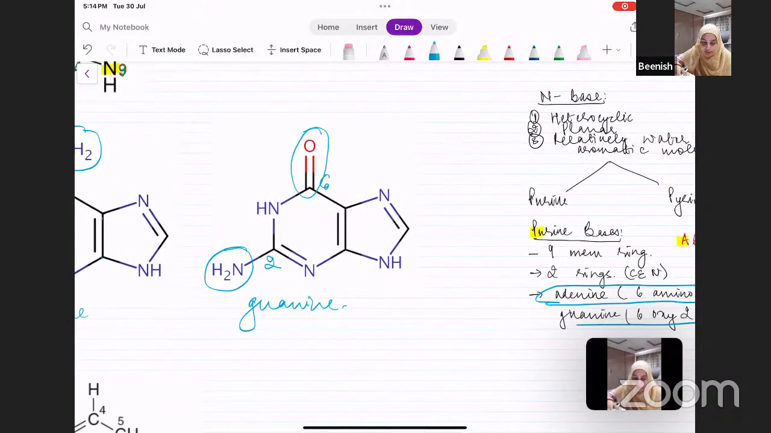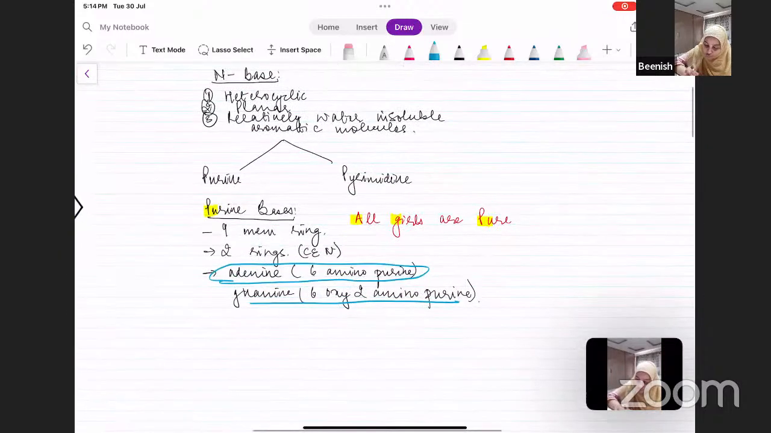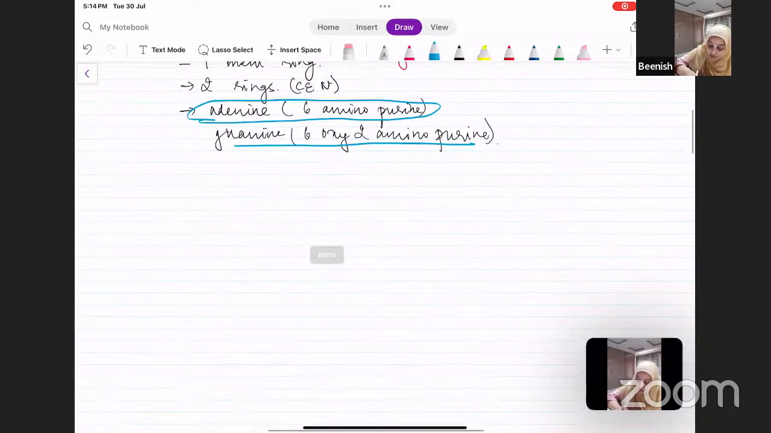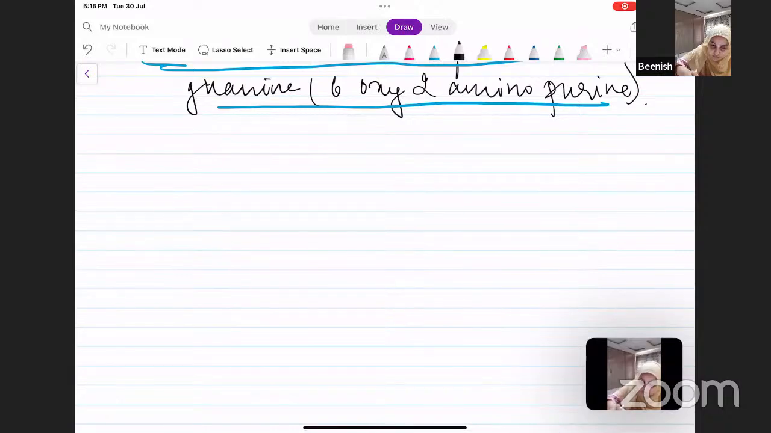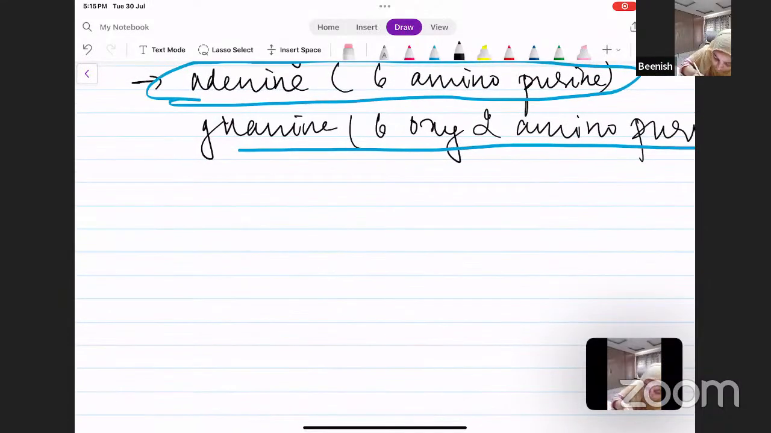I hope purine is clear to you. Then you have some other minor purines as well. So these were the two common purine bases, that is your adenine and guanine. Then you have some minor purines as well. What are they?